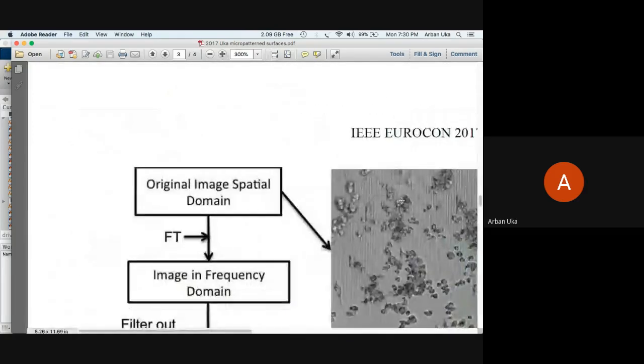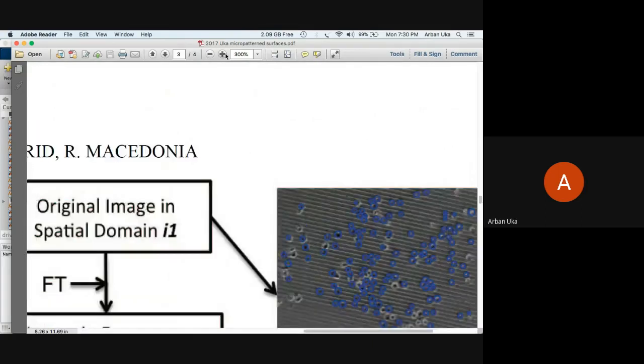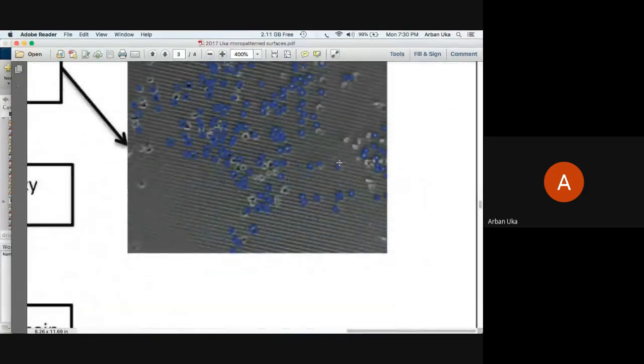So in principle, whenever we try to detect a cell somewhere, we might be fooled by the contour which is constructed by the edge of the ridge.